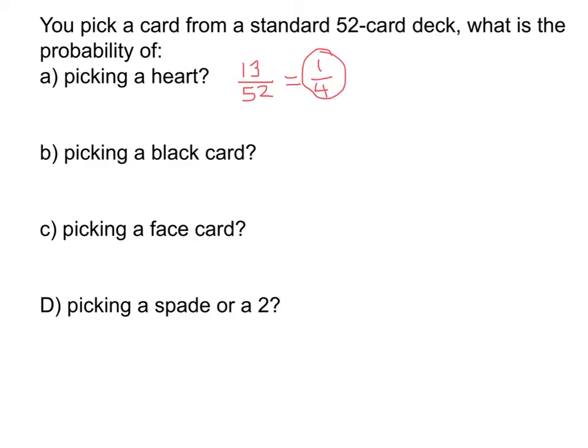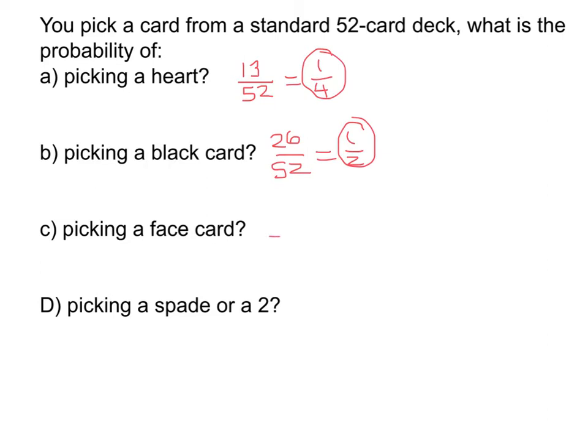Now, the next question wants to know what is the probability of picking a black card. So again, our denominator, our sample space, is 52, but there are 26 black cards in the deck. So for our specific event, the number of black cards is 26 out of the 52, which simplifies to 1/2. Let's move on to the next one.